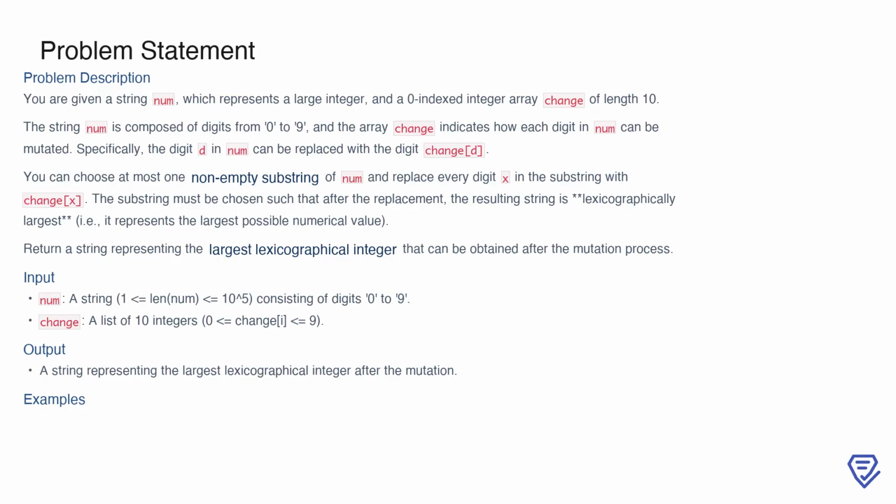The key is that, after performing this replacement, the resulting string must be lexicographically the largest possible. The task is to return this largest string as the output. The input constraints ensure that the length of number can go up to 100,000 characters, and each value in change is between 0 and 9. Let's explore some examples to better understand how this mutation works and how to approach the problem.